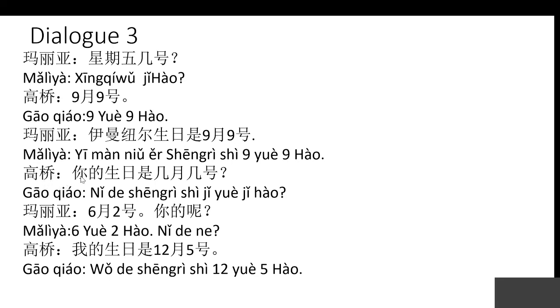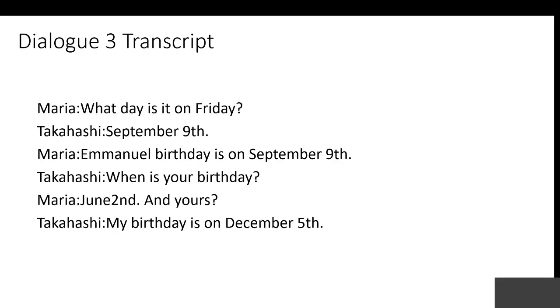And then Coach asks, 你的, yours. So he's asking Maria his birthday. 生日 is birthday. 是 is 几月几号, which month, which day. And then Maria said 6月2号. 6月2号 is June 2nd. And then 你的 is and yours. And Coach said 我的 mine. 生日 is birthday. 是 is 12月. 月 is month and 5号 is 5th. So December the 5th. Takashi's birthday is on December 5th and Maria's birthday is June 2nd.